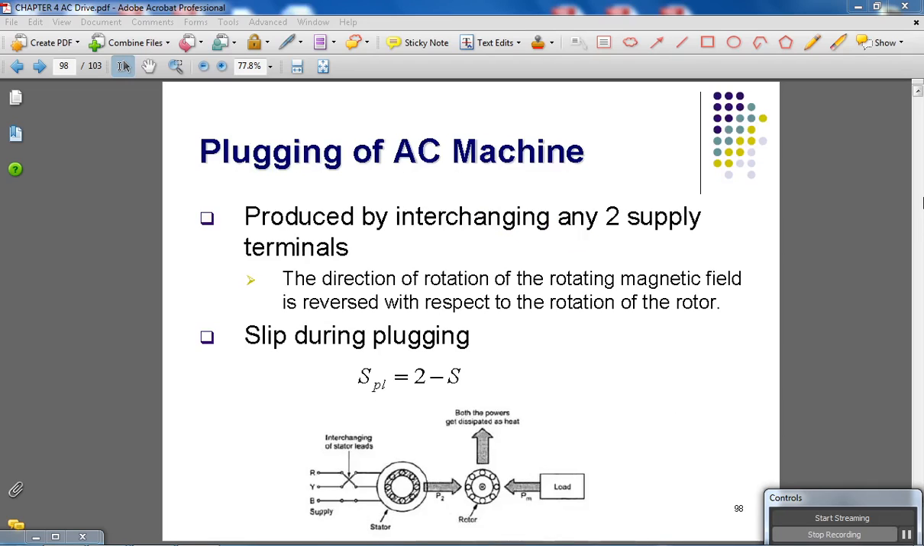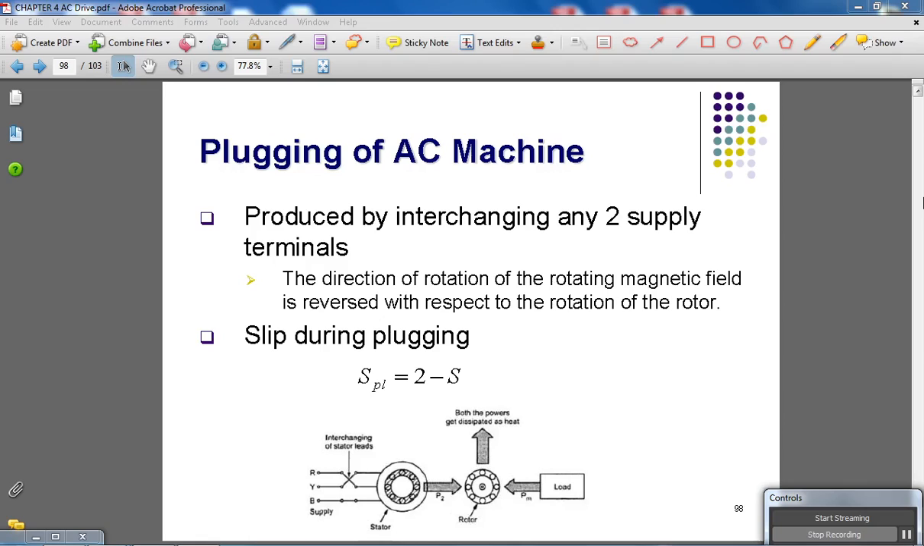Plugging of AC machine. Plugging induction motor braking is done by reversing the phase sequence of the motor. It can be achieved by interchanging connections of any two phases of stator with respect to supply terminals. Due to that, the direction of the rotating magnetic field is reversed with respect to the rotation of the rotor.